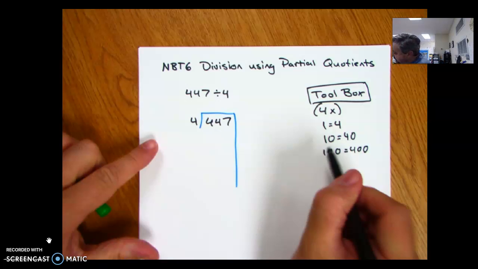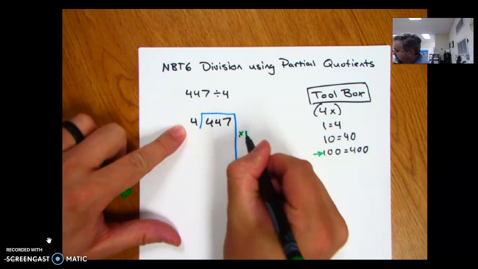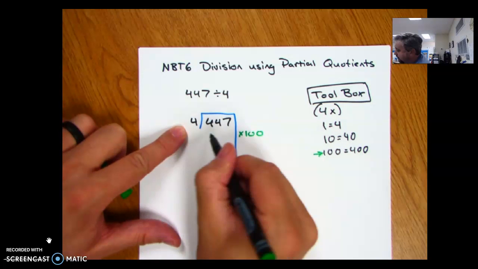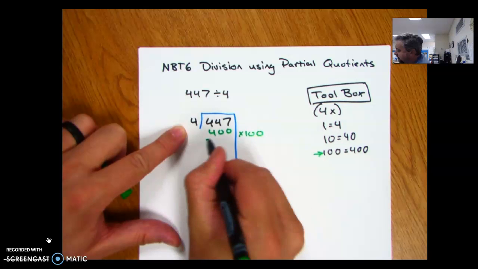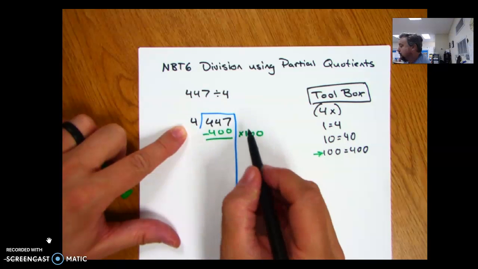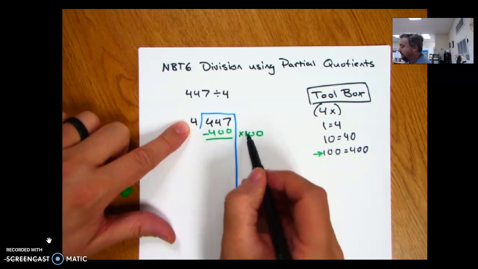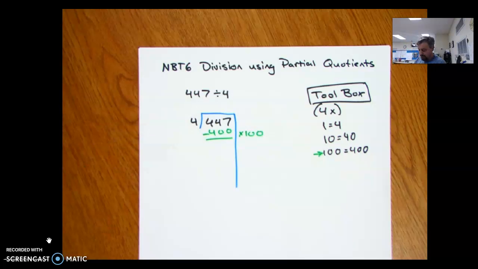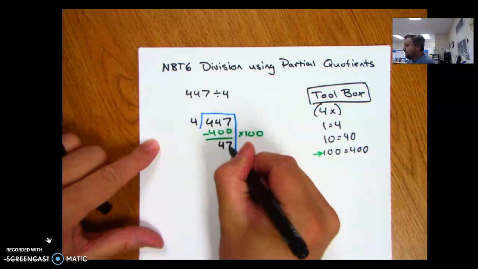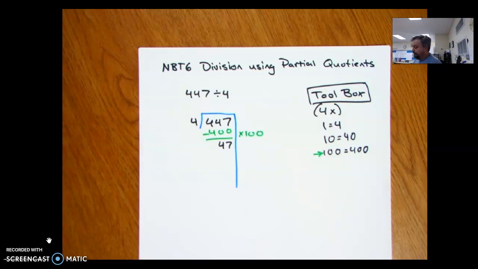So I'm going to use this. So we have 4 times 100 equals 400. So my first partial quotient is going to be 100, and that means I'm going to be subtracting 4 away from 447 100 times. And once I subtract it, I'm going to have 47 as my remainder. And that remainder is way too big. When the remainder is larger than your divisor, you must keep going.